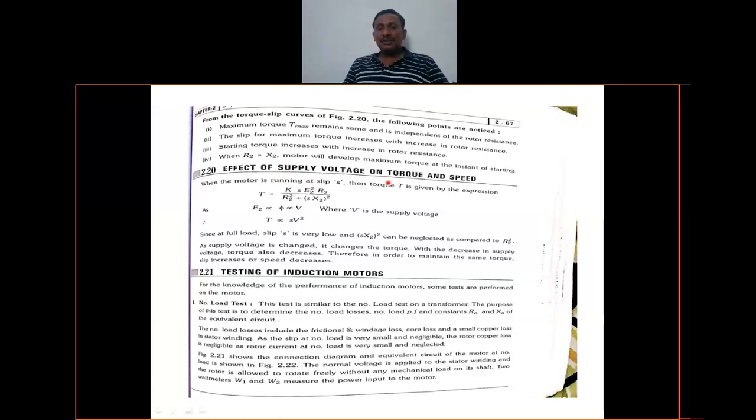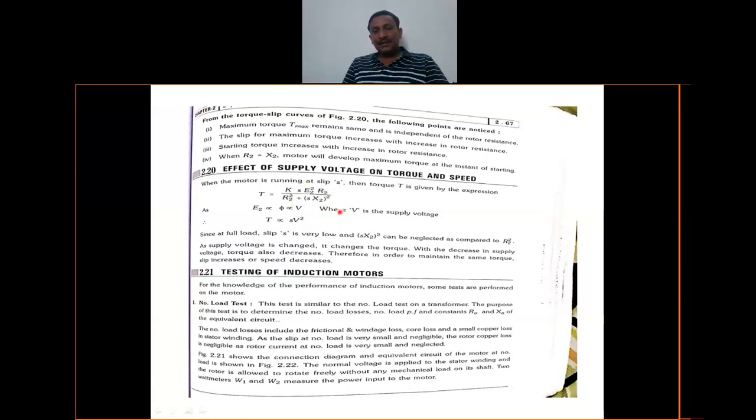Okay, now the effect of supply voltage on torque and speed. We will discuss how the supply voltage can change the torque. This is the basic torque equation: torque equals K S E2 square R2 by R2 square plus SX2 whole square.